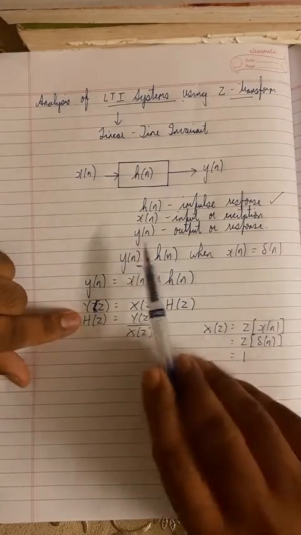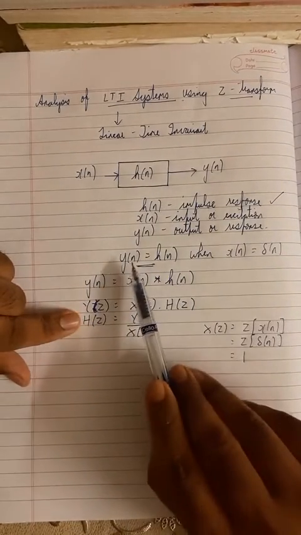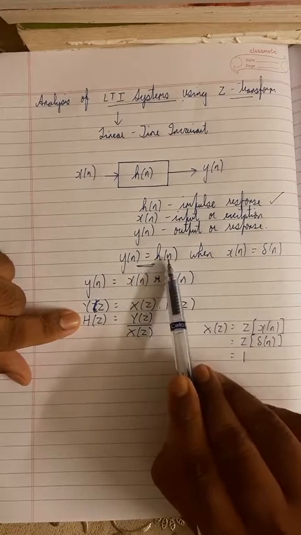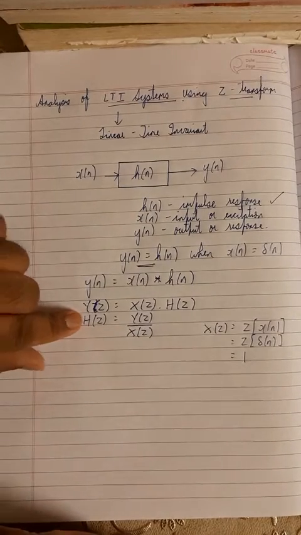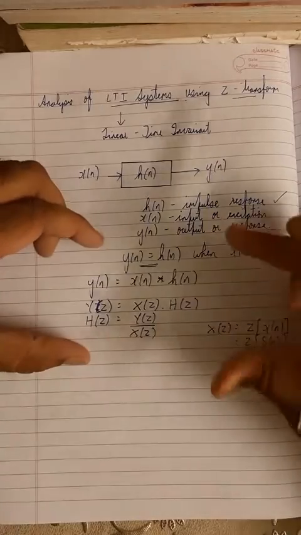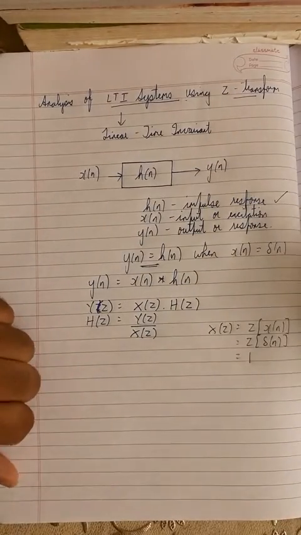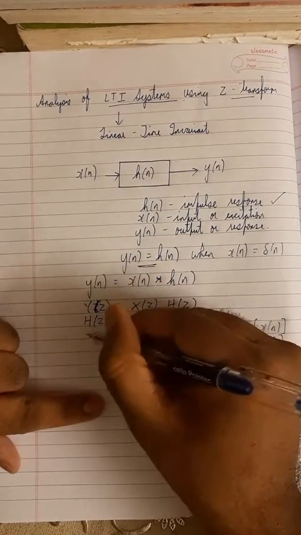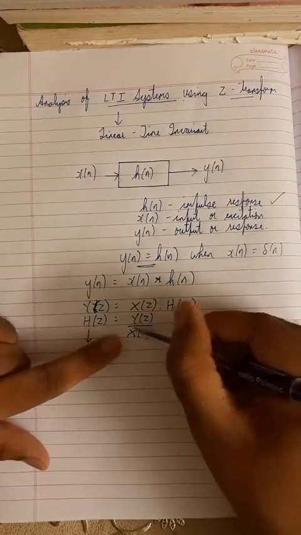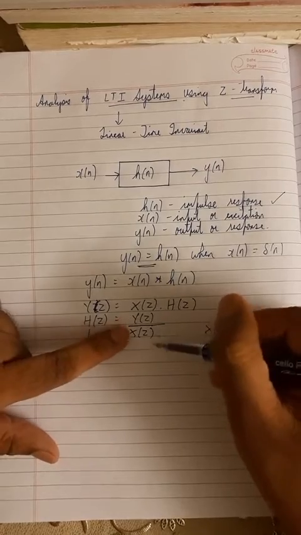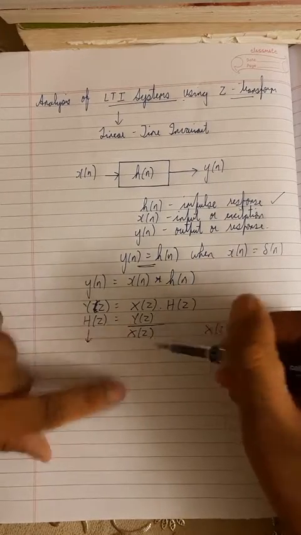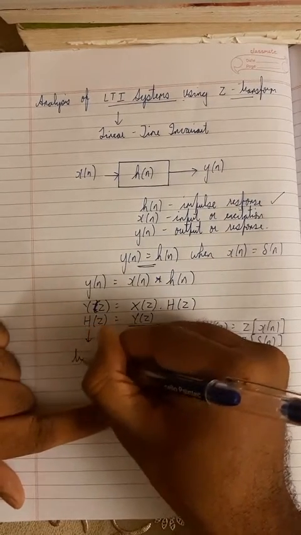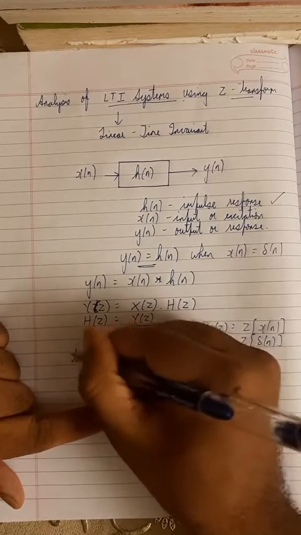H of z is equal to y of z in z transform, or in other words, y of n is equal to h of n. You see, this is how we connect all these properties, right? So we call this h of z the ratio of y of z by x of z, and this is called the transfer function.